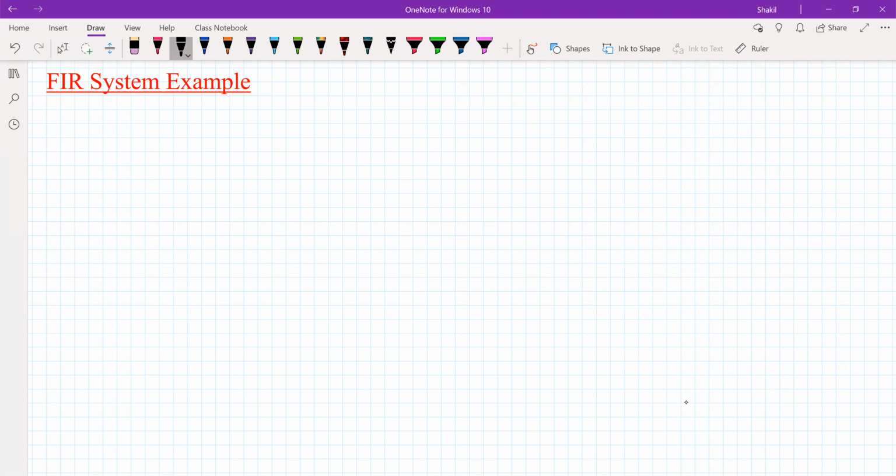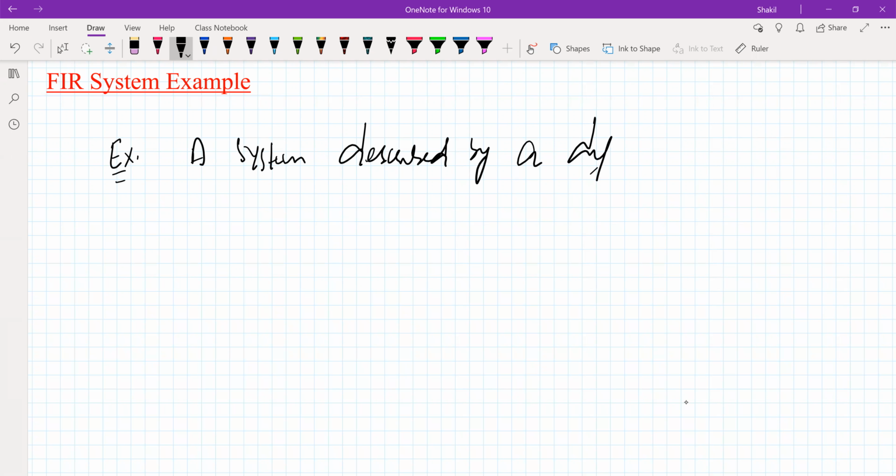Welcome back. In this session, we'll solve one example based on FIR system. Let's start. So let's write the example. Let's suppose a system that is described by a difference equation. The difference equation is y of n is equal to x of n plus 1 plus x of n minus 1.